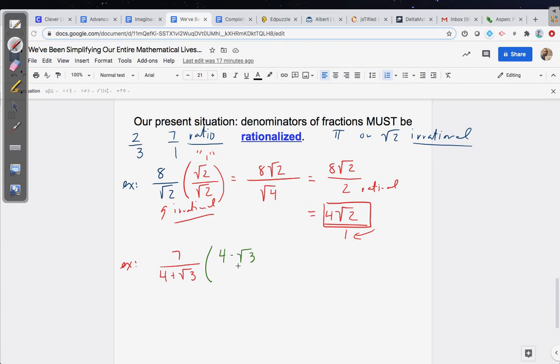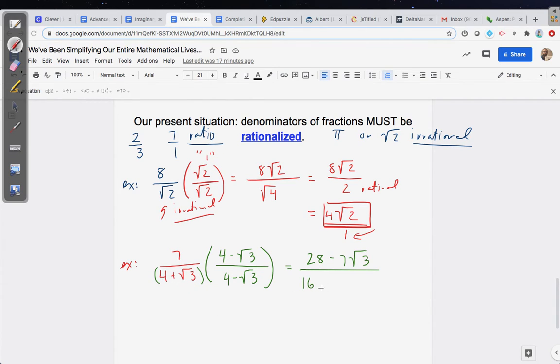It's 4 minus the root of 3. So let's do some multiplication here. Up top, we're going to get 7 times 4 is 28. 7 times this is negative 7 root 3. And here's where the magic happens down below. We're multiplying this binomial times this one.